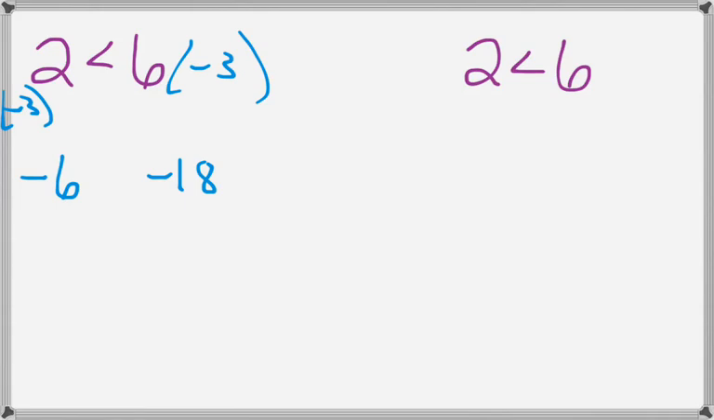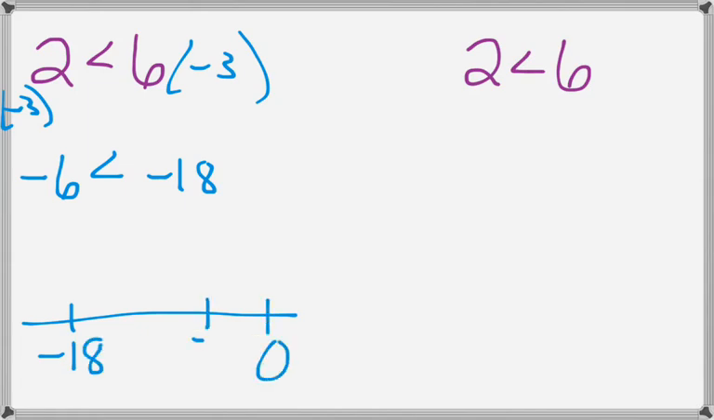Some of us have been taught in the past, I'm sure, when you multiply by a negative, you change the sign. But why is that? Well, if I keep it the same, it's not a true statement, right? Here's 0. -6 is going to be closer to 0 than -18. So it's just a false statement the way it's written right now. -6 is actually larger than -18. So that's why we change the sign direction when we multiply by a negative. Now it's a true statement.